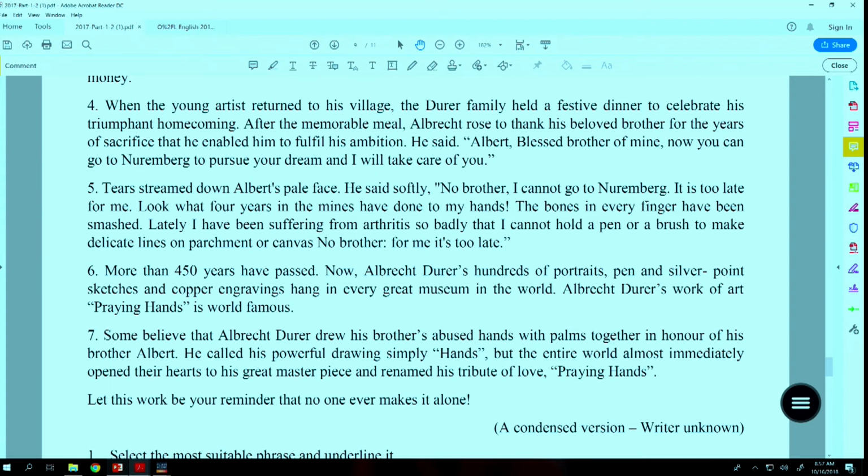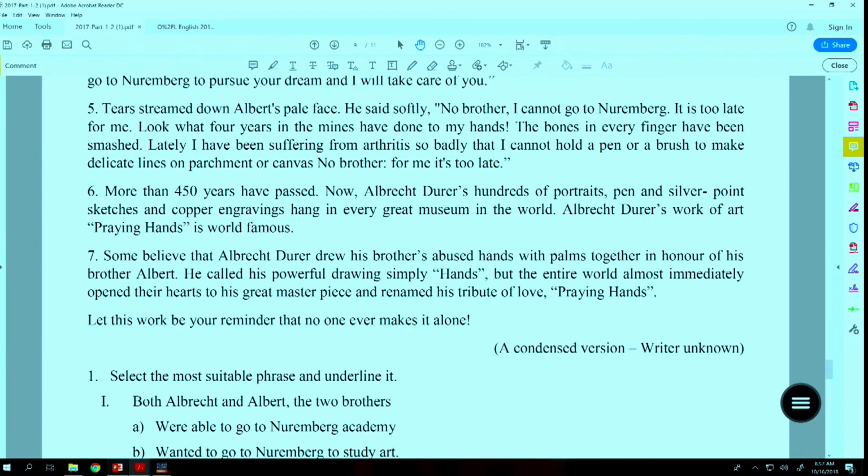Then in para 5th, tears streamed down Albert's pale face. Pale means සුදුමැලි. සුදුමැලි මුහුණෙන් මොකද වෙන්නේ? එක දිගට කඳුළු වැටෙනවා. Why? He said softly. මෘදුව ඔහු කියනවා No brother, I cannot go to Nuremberg. It is too late for me.